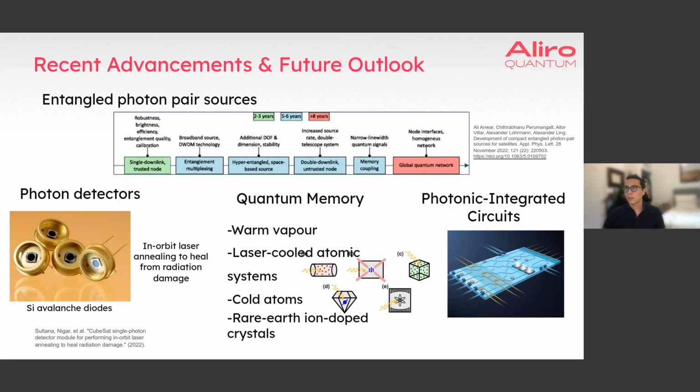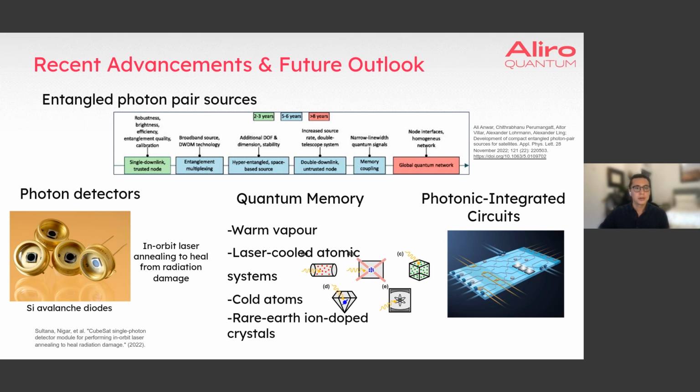So I'd like to wrap up with some recent advancements and a little bit about where we're going from here. Photon sources are critical in any quantum communication system. Right now we have demonstrated entangled photon pair sources deployed on satellites back in 2016 with the Micius satellite, for example. So where do we go from there?